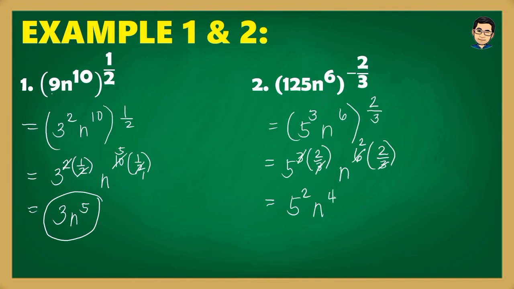So, is this the final answer? No. So, kailangan pa rin nating i-simplify po yung 5 squared. And that is 5 times 5, 25. So, our final answer will be 25 n raised to the 4th power.